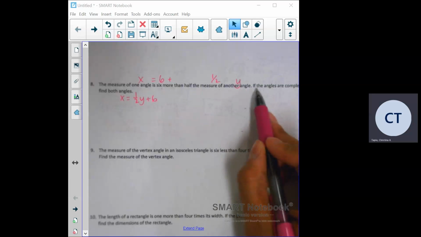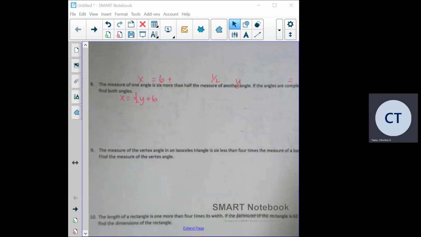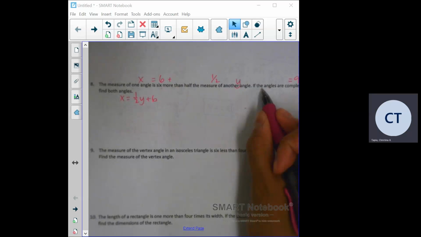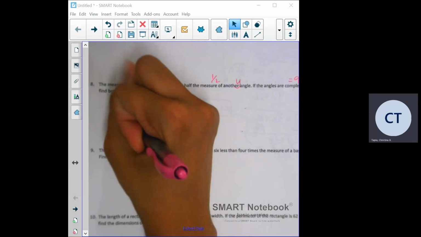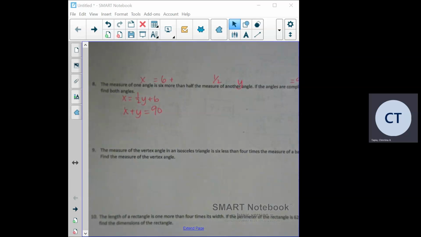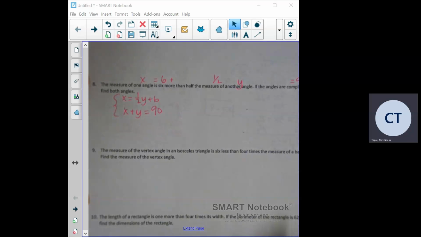The second part says if the angles are complementary. What does complementary mean? 180 or 90? 90. So when it says the angles, it's talking about angle X and Y. Both of those are going to equal 90. This is just a system of equations. You did this a lot back in Algebra 1. So this system is what I'm going to solve. What method is probably going to be best to solve it?